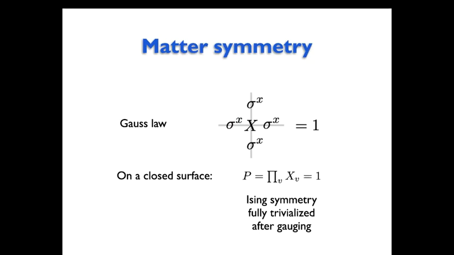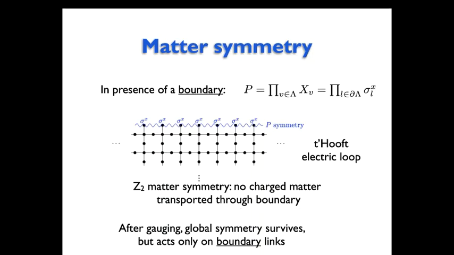It's not so simple if you have a boundary. So imagine I have a boundary now, with links sticking out. The notation here is a bit confusing: these dots are just links, and these intersections are sites. Now I do the same and multiply all my Gauss laws together. This gives me the product of all X, which is my would-be Ising symmetry. It does not trivialize completely, because it measures essentially the product of sigma x, the electric field going along the boundary.